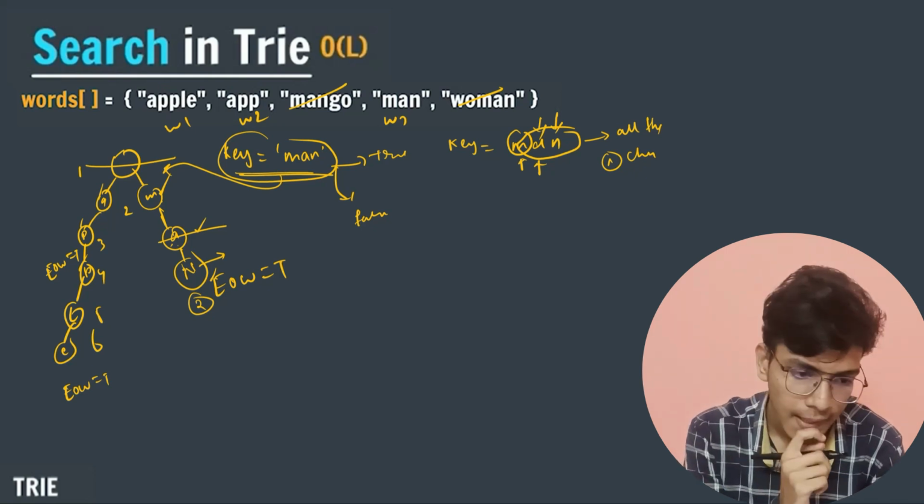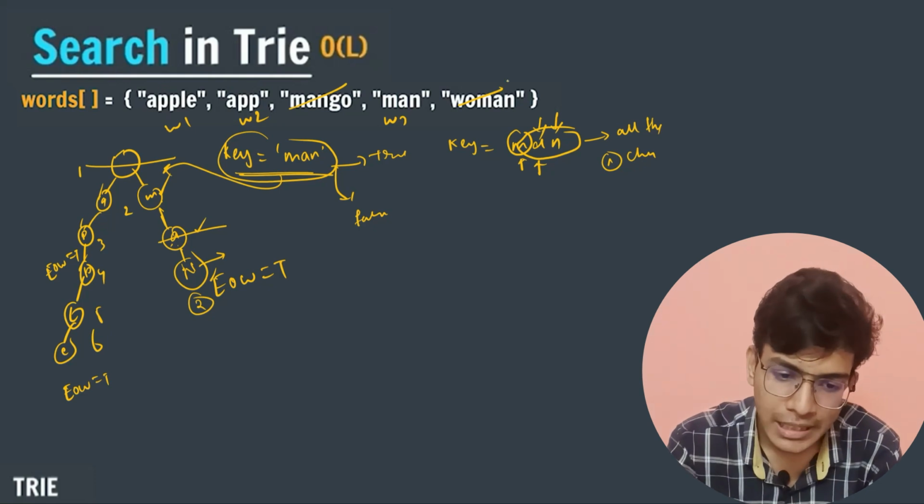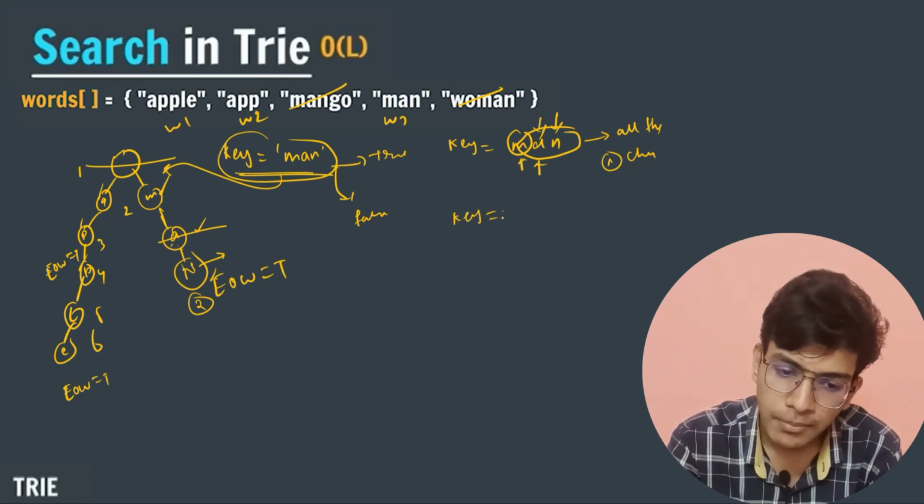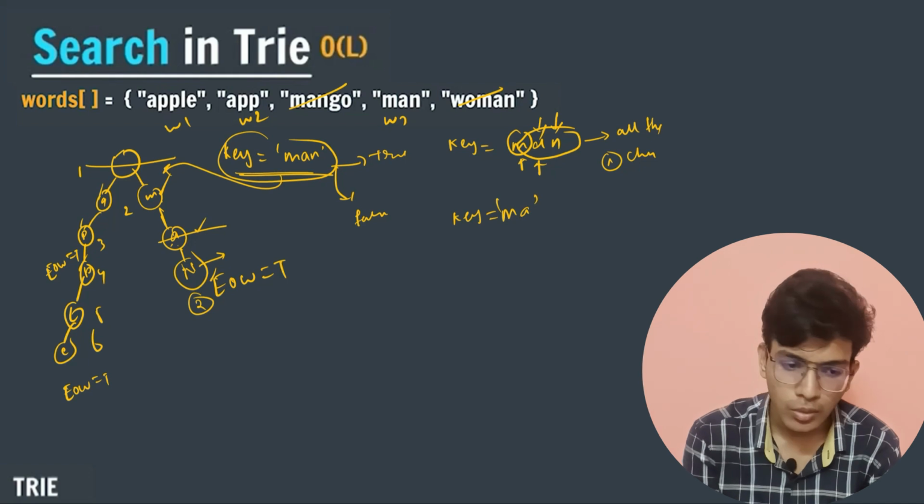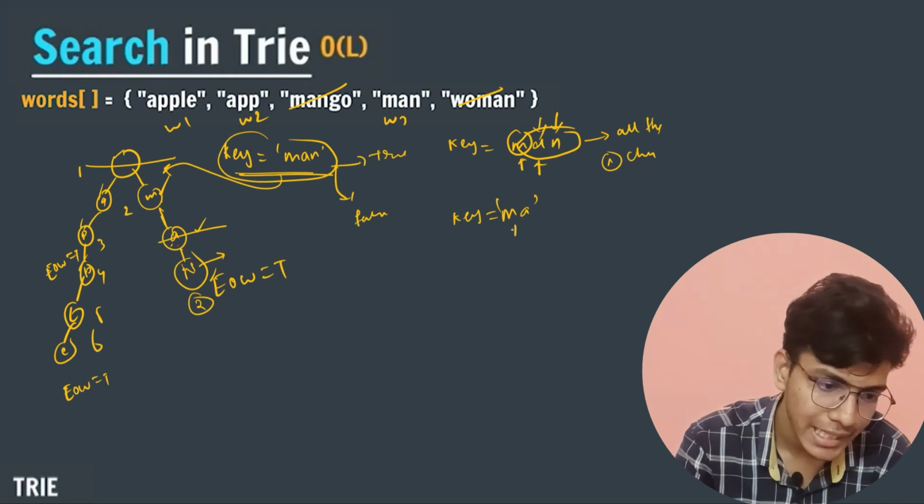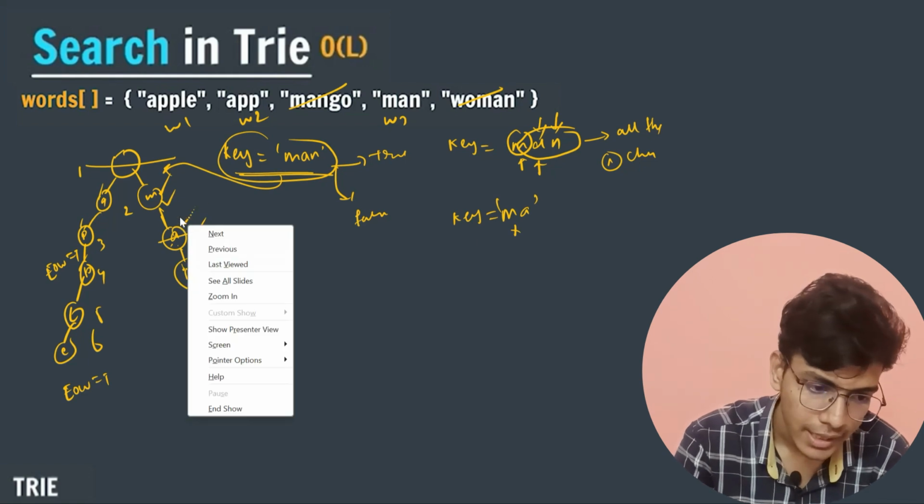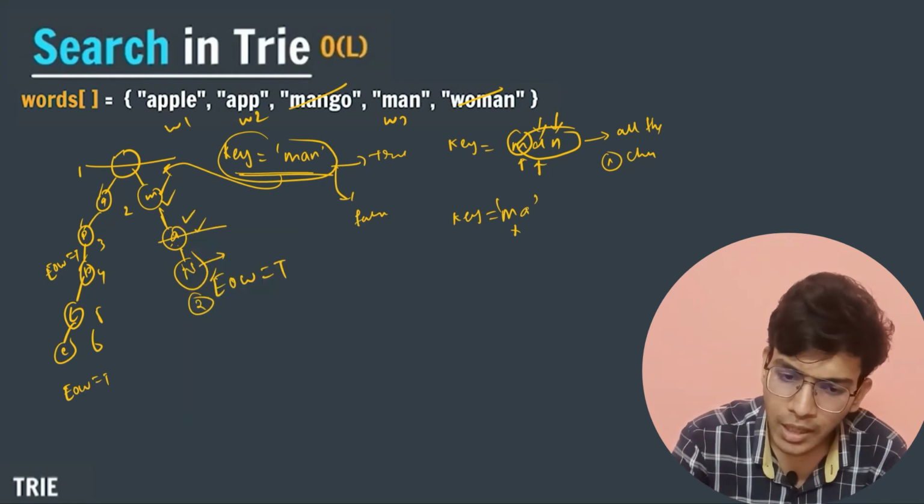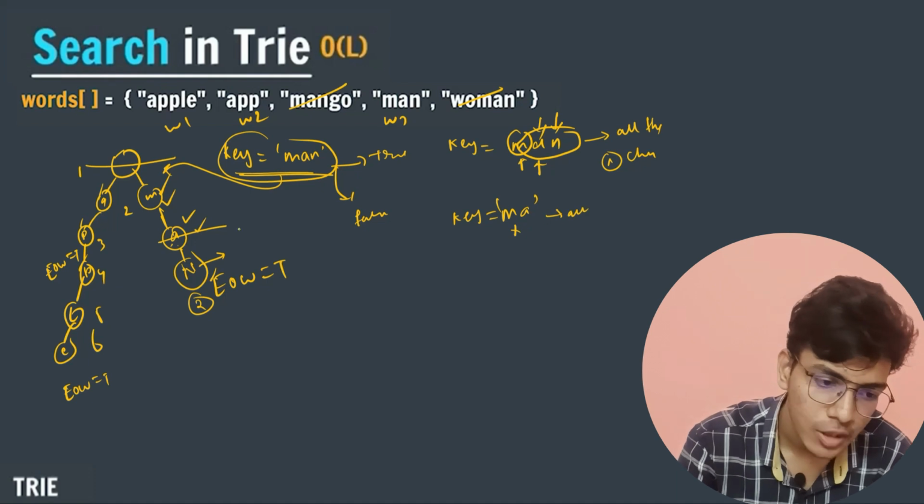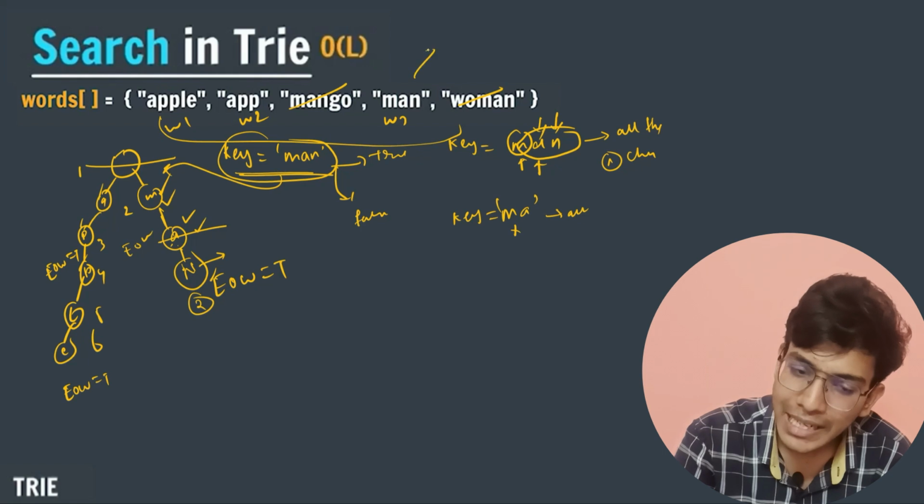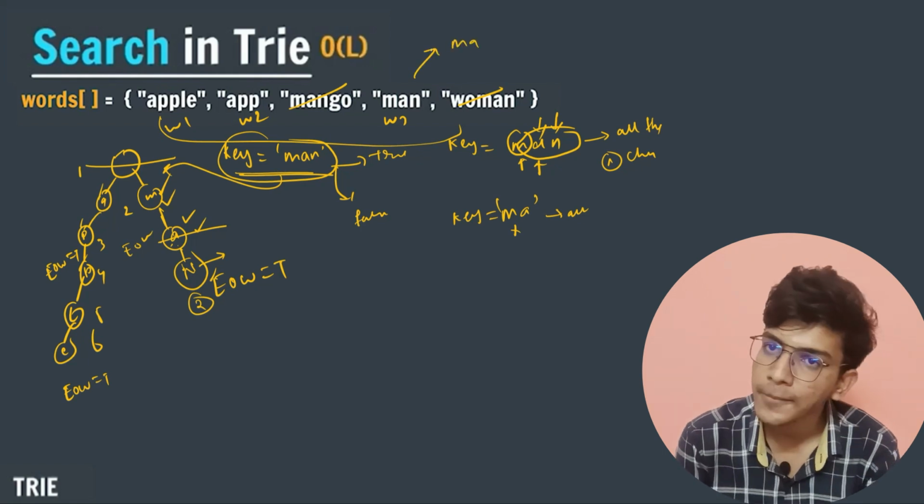For example, let us consider that I have key equals M, A. Now here you can see that M is already existing. After that, A is already existing here. So I have iterated all the elements, but it is not end of word, because I am not having any word which is equivalent to MA.